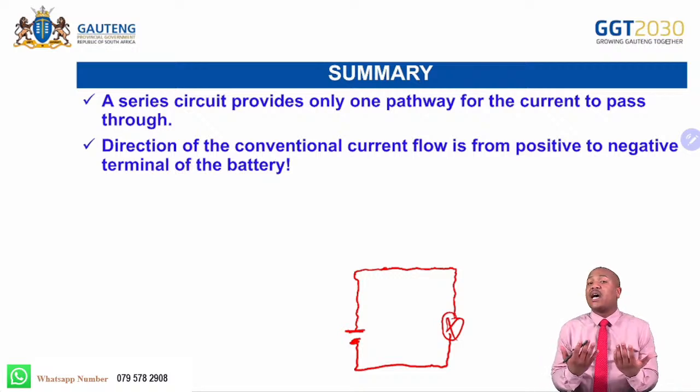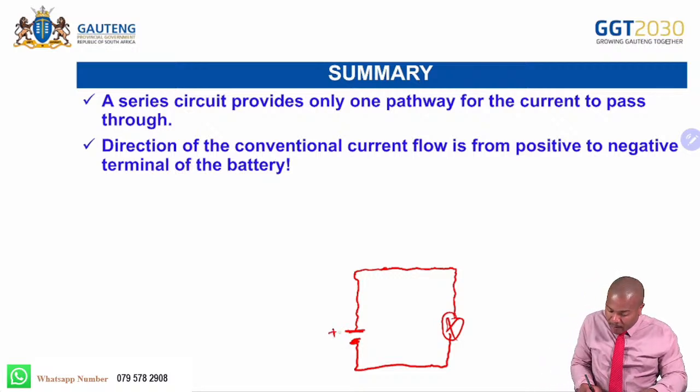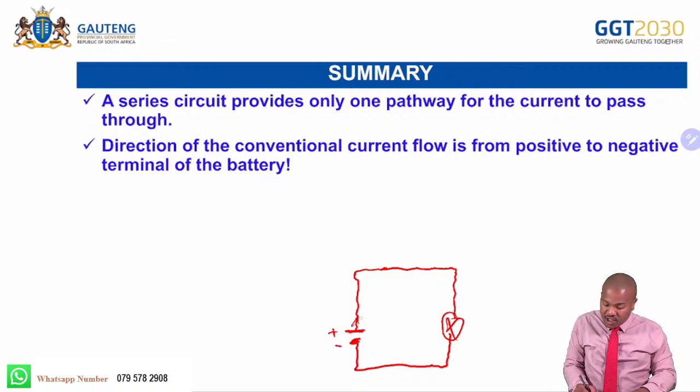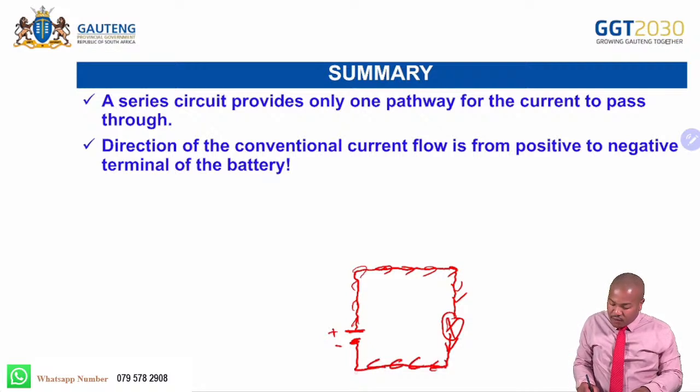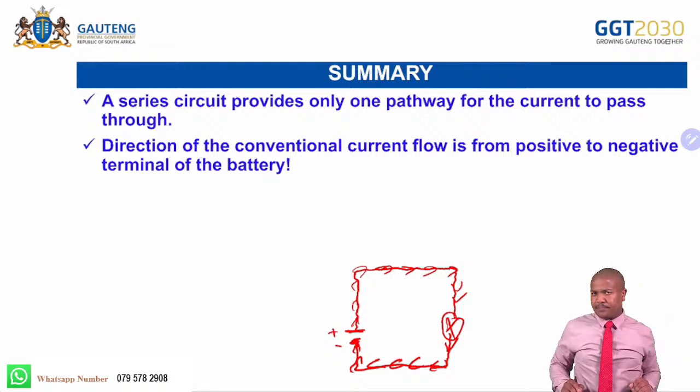So who can point out a positive terminal for us? Yes, it is the long arm, right? And the short arm is the negative terminal. So this is the conventional current flow. It moves from the positive terminal along this series circuit, which has only one pathway for the current to flow, and it goes into that negative terminal. I hope we understand that one so far, right?